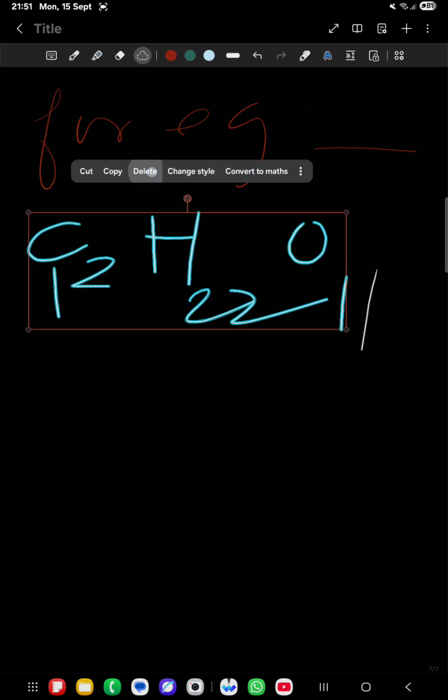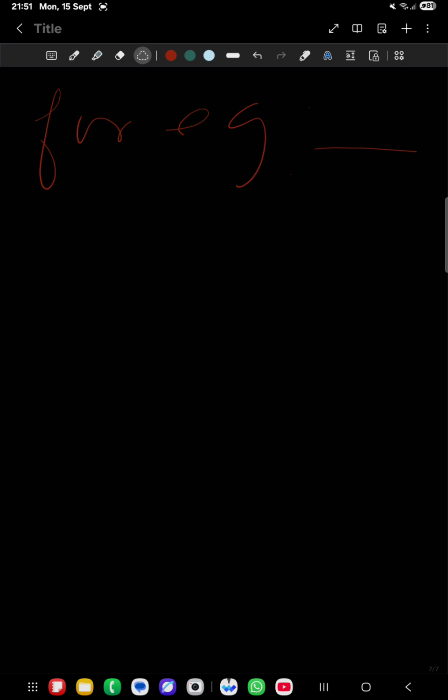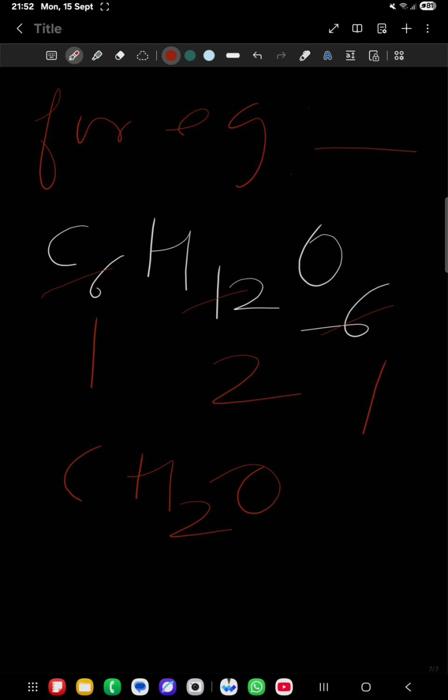Let's look at the easiest of the examples as given in the book itself. C6H12O6 है. C6H12O6 का सिंपलेस्ट होल नंबर रेशियो निकालना है. 6 1 6, 6 2 12 and 6 1 6. So what we get is CH2O. This is called the empirical formula of a compound. It is the simplest whole number ratio of the atoms present in a compound. This is called empirical formula.